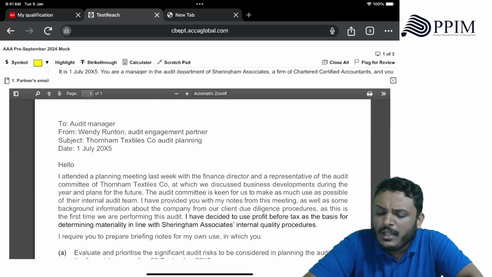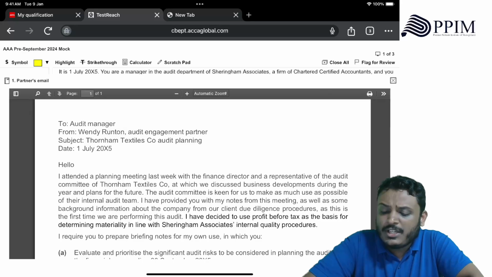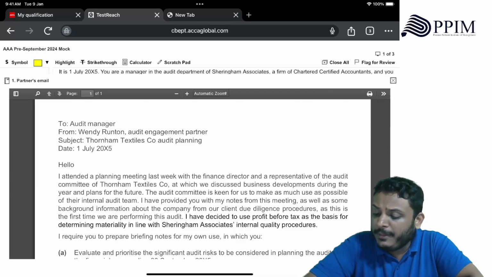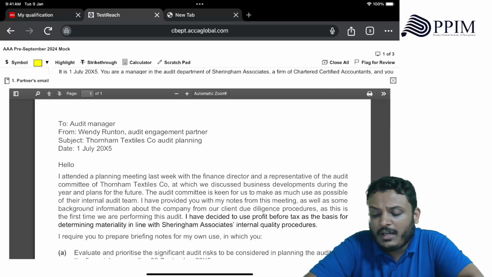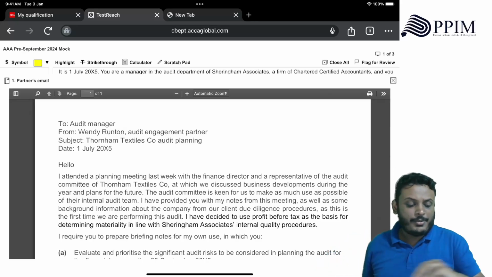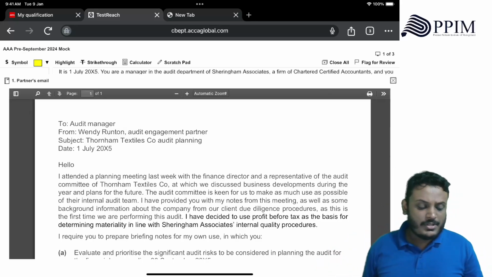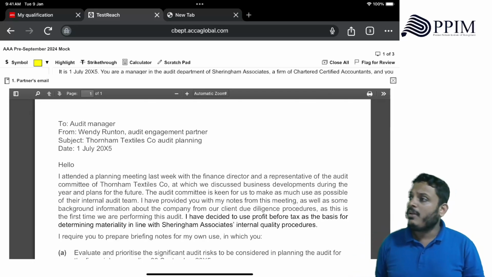Good. The audit committee is keen for us to make as much use as possible of their internal audit team. I have provided you with my notes from this meeting as well as some background information about the company from our client due diligence procedures. As this is the first time we are performing this audit, I have decided to use profit before tax as the basis for determining materiality in line with S Associates' internal quality procedures. You might study the quality procedures: ISA 220, individual quality control, and ISQC, firm-level quality control. Both together come under the firm's internal quality procedures.